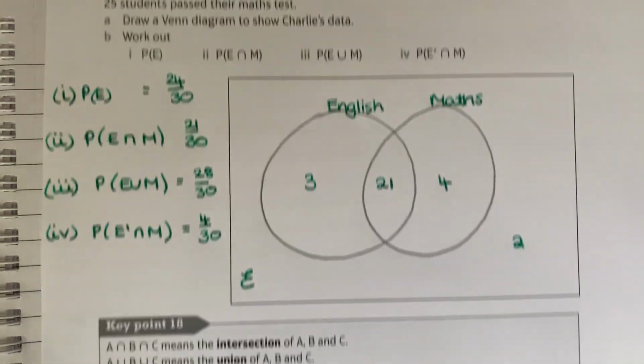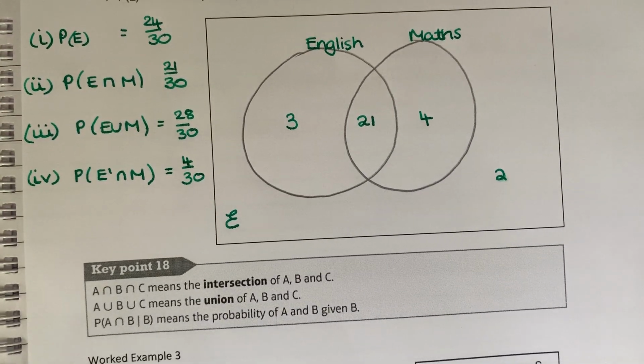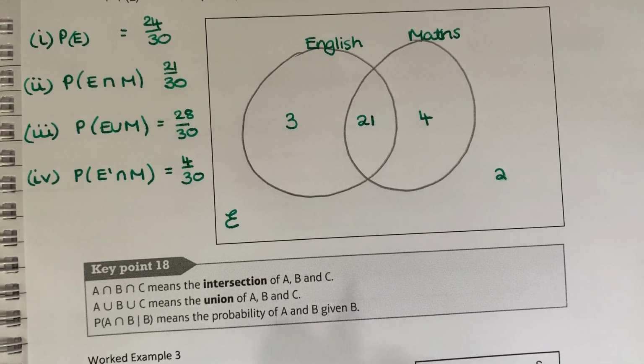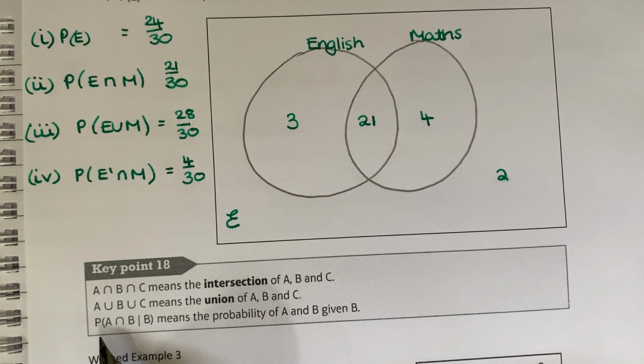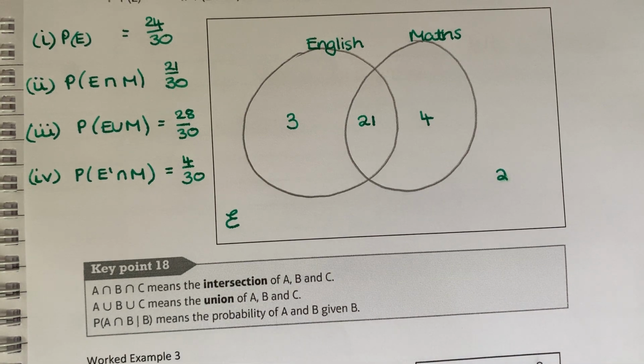Right, other bits of notation that might help you is sometimes that you might have a Venn diagram with 3 groups. Okay, so again here, this one would mean the intersection of A, B and C, so it's got to be in A and it's got to be in B and it's got to be in C. Here this would mean A or B or C. And this one here, which is kind of important, this means the probability of A and B given that it's in B. So instead of being out of the whole group, it would be just out of what was in B in the start bit. Okay, we'll have a go at that when we have a look at our next example.